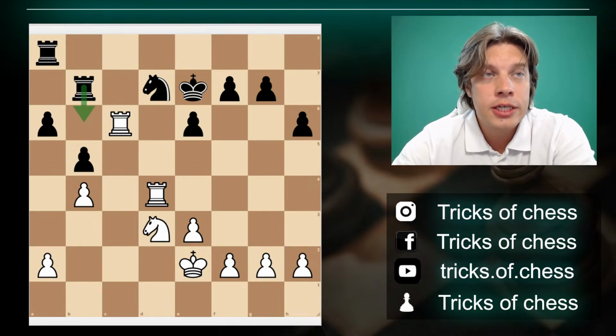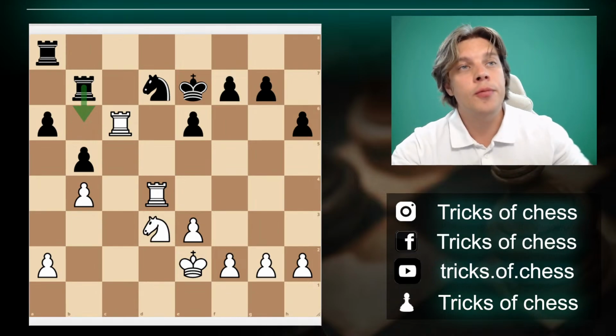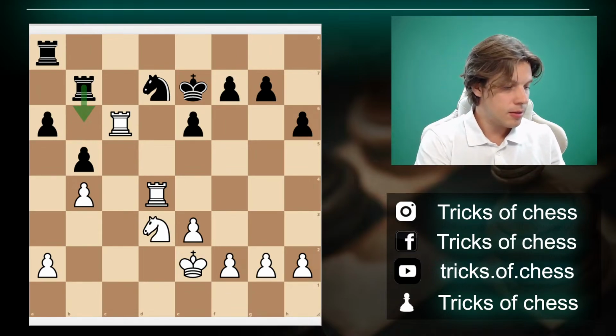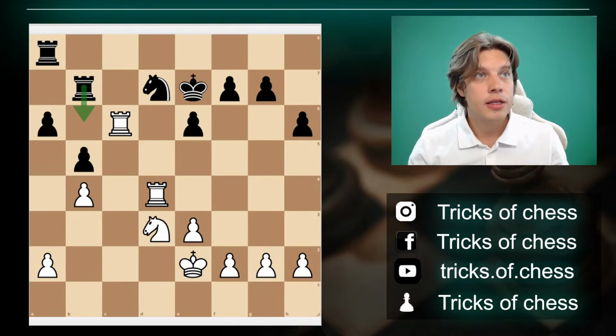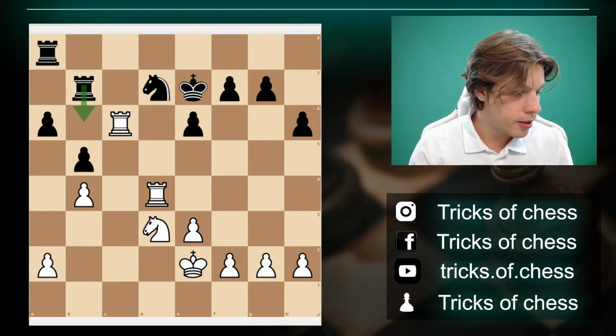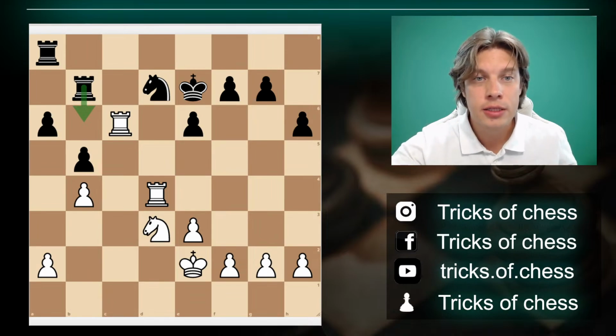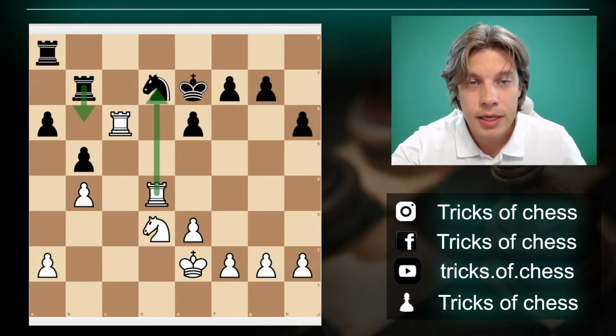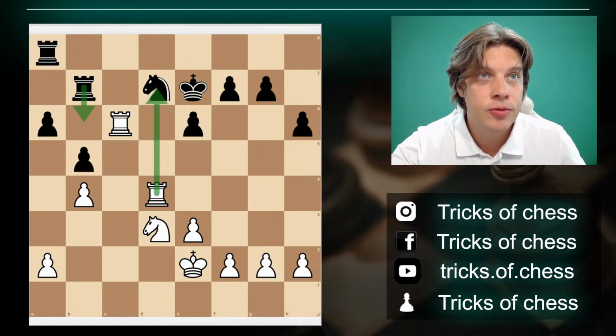Okay, Forky suggests to remove the defender. Can you please specify what exactly you mean? Okay, and here Anirudh also, I think he agrees with you, and he mentioned that we could just capture on d7. You can take the knight. Okay, rook b6, you take the knight.